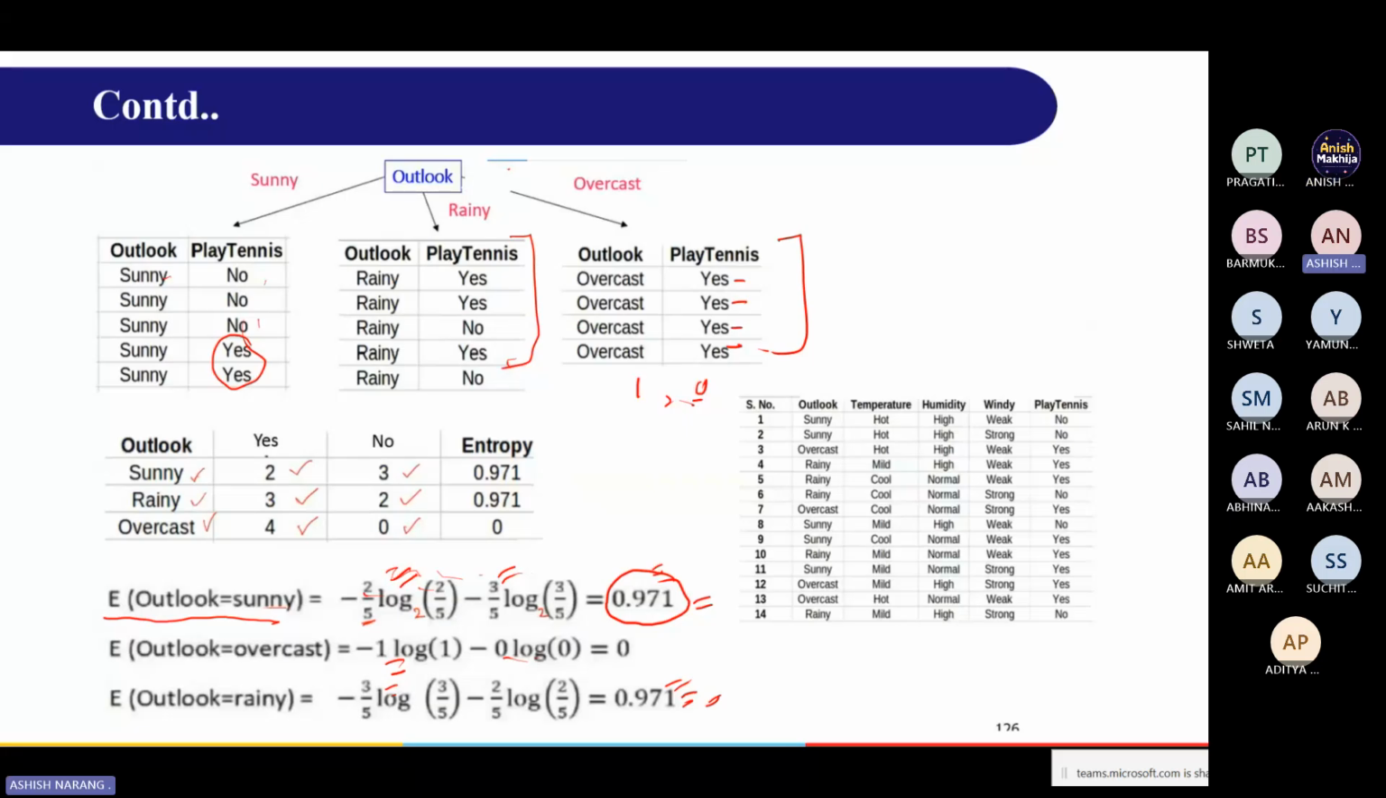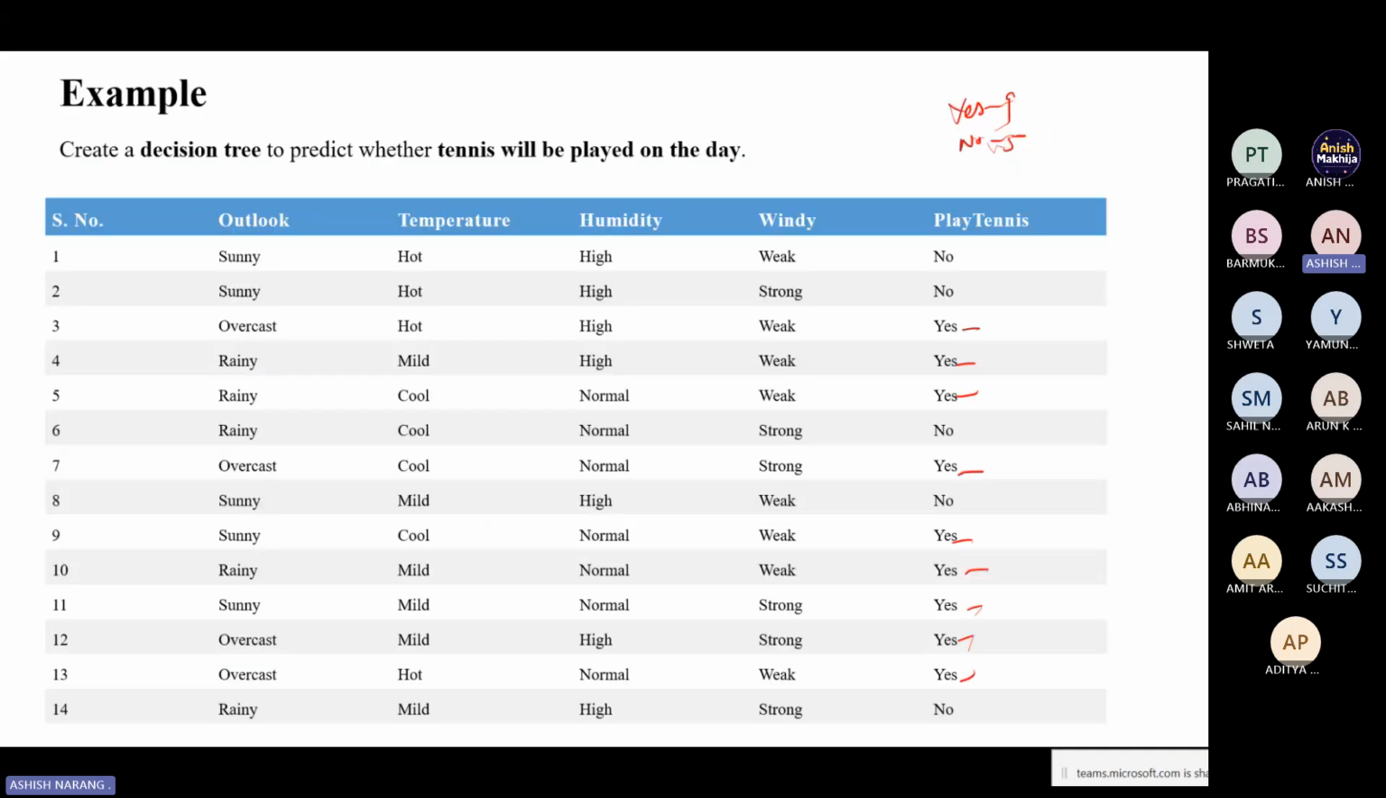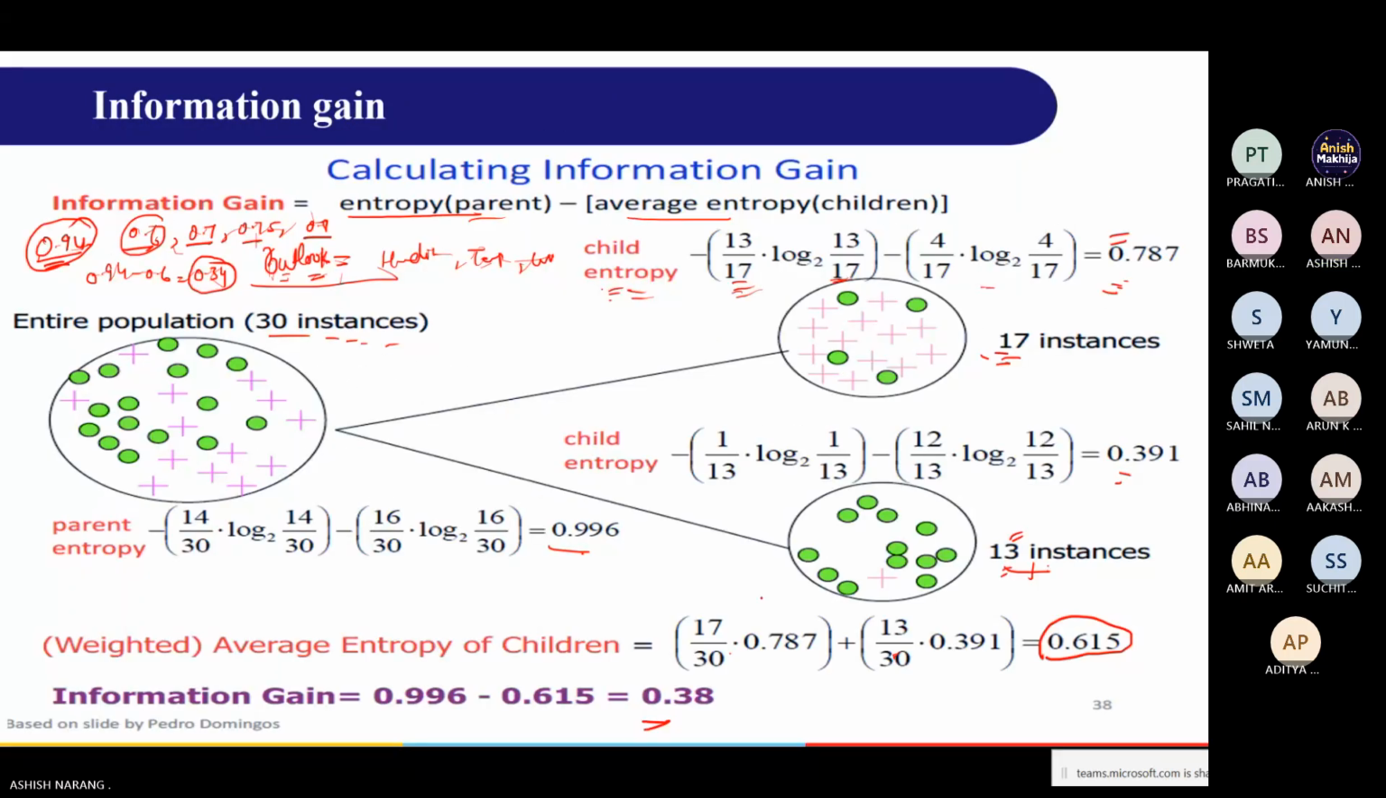Now, weighted average. Weighted average means how many records belong to this? Out of 14, 5. So 5 by 14 into 0.971. There's no requirement of weighted average for overcast because it will boil down to 0 only. So if you want, I can write 4 by 14 into 0 plus 5 by 14 into 0.97. So this will be the weighted average entropy, which you must have understood from this diagram, right?